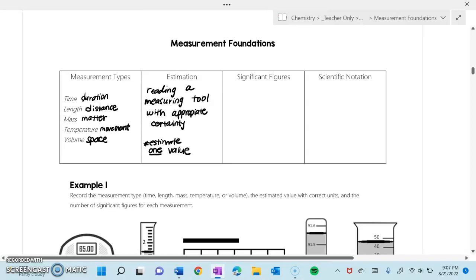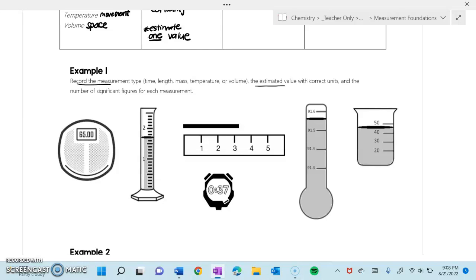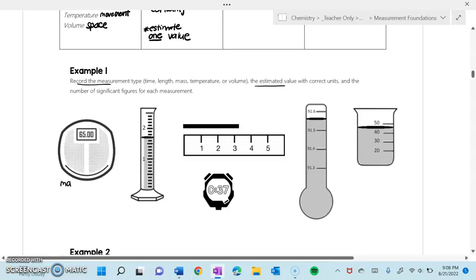Okay, we have some examples down here on example 1 for finding measurement. Sometimes things are given to us digitally and we don't have to estimate at all. Other times they're in equipment and that's where we have to make our estimation. So of course this digital balance here, I'm just going to do this first part, record the measurement and estimate the value. A balance, remember we talked about last week, a digital balance, that's going to be giving us mass, probably in grams. And because this is digital, we do not need to estimate anything. It's already done for us.